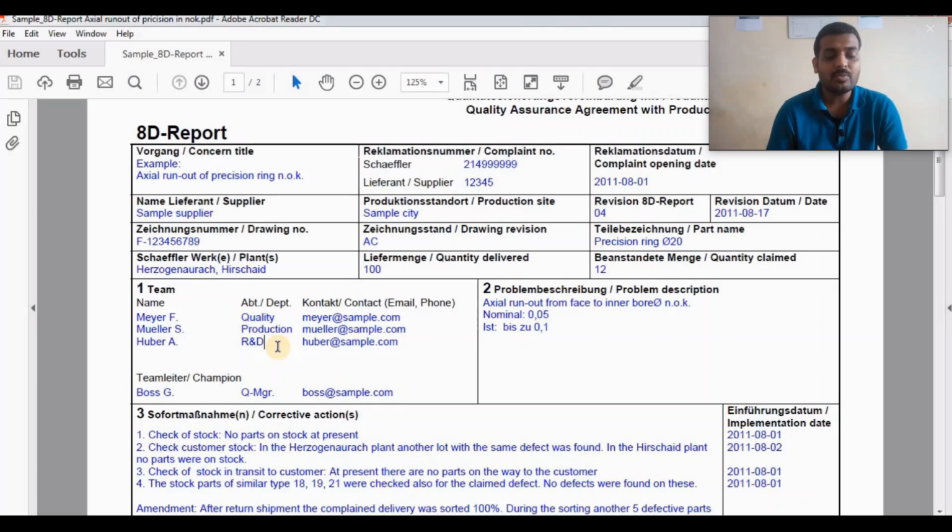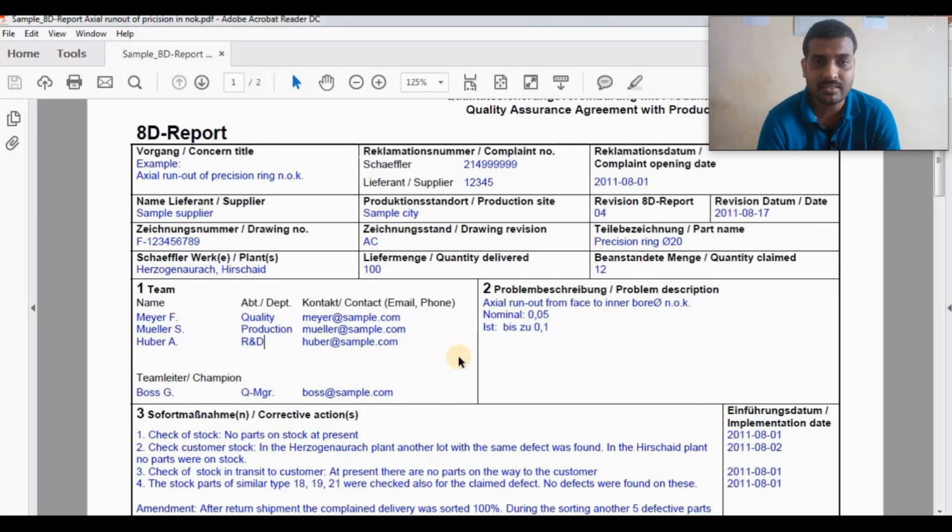Okay, then it is better to add here the column of skills and responsibilities as well. In this sample 8D report they have not added the column of skills and responsibilities. Okay, no issue.